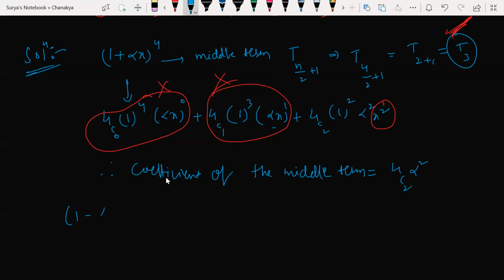Similarly, 1 minus alpha x to the power of 6 is given. What is the middle term for this? Same formula: T of n/2 plus 1, which gives T of 6/2 plus 1. So T fourth. Am I correct? T fourth.